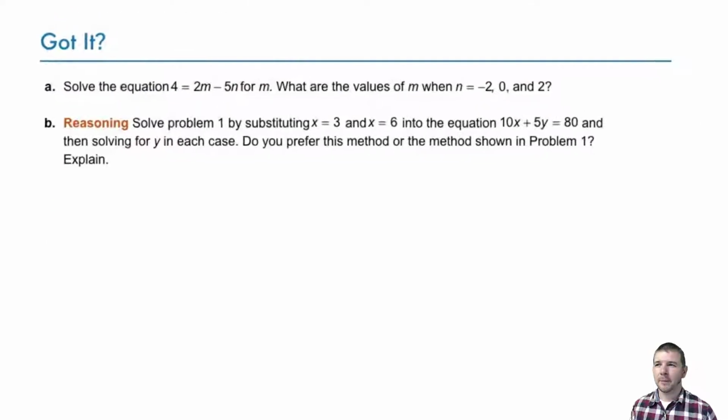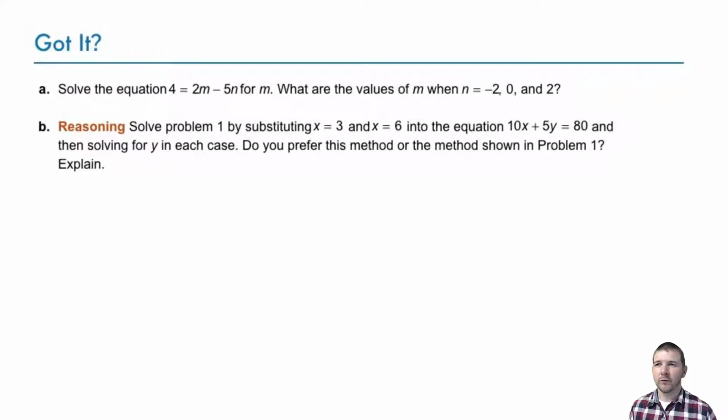Your turn, part A. Solve the equation 4 equals 2m minus 5n for m. What are the values of m when n equals negative 2, 0, and 2? And part B, a reasoning item. Solve problem 1 by substituting x equals 3 and x equals 6 into the equation 10x plus 5y equals 80, and then solving for y in each case. Do you prefer this method or the method shown in problem 1? Explain.